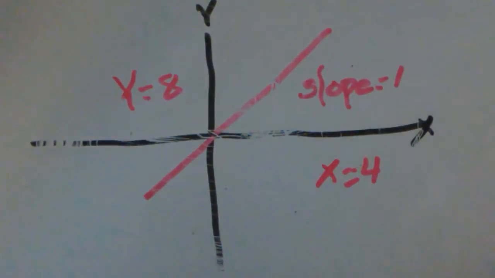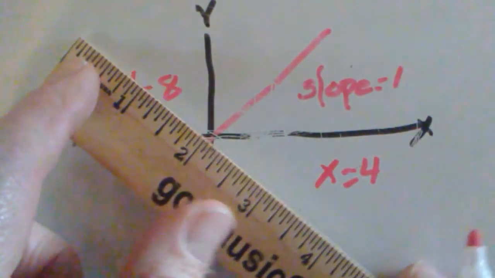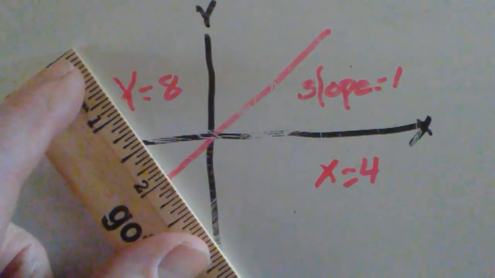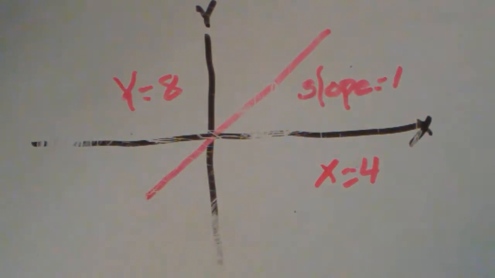Okay, those are slopes. What happens if the slope isn't going up? What if it's coming down? Well, if it's coming down, we mentioned before, those are negative slopes, and we're going to see why they're negative slopes. Okay, so we're going on here.